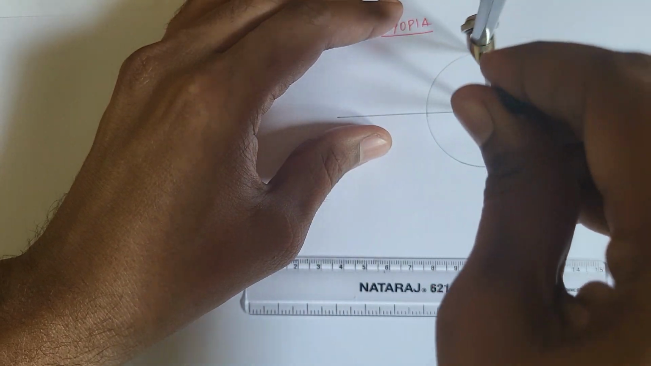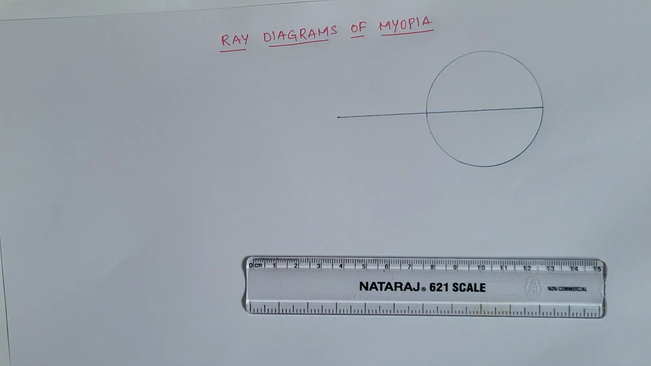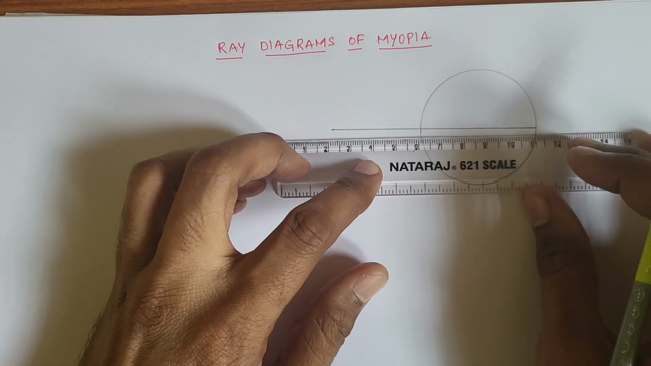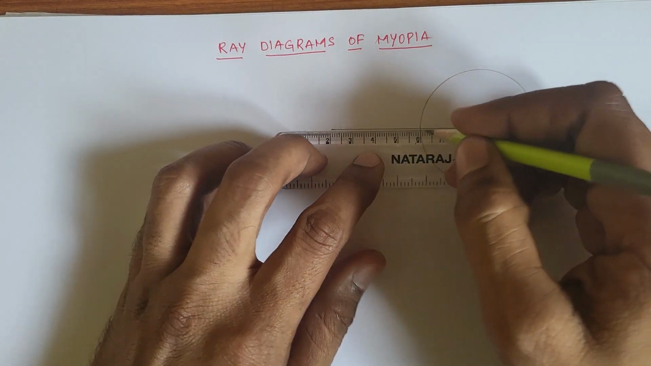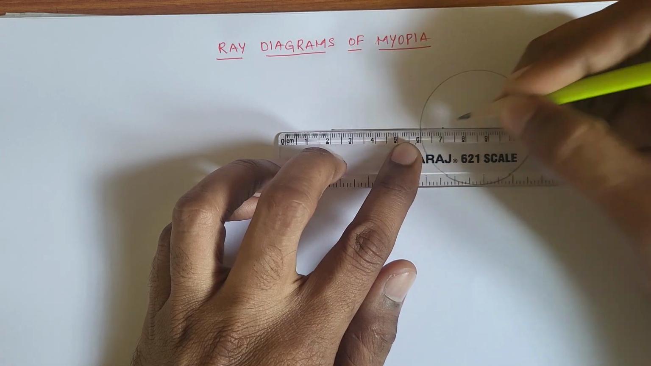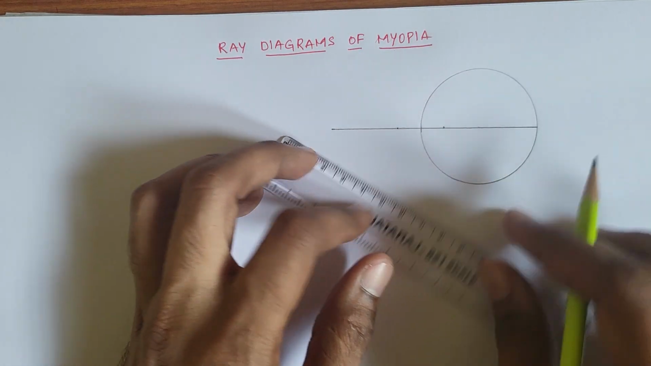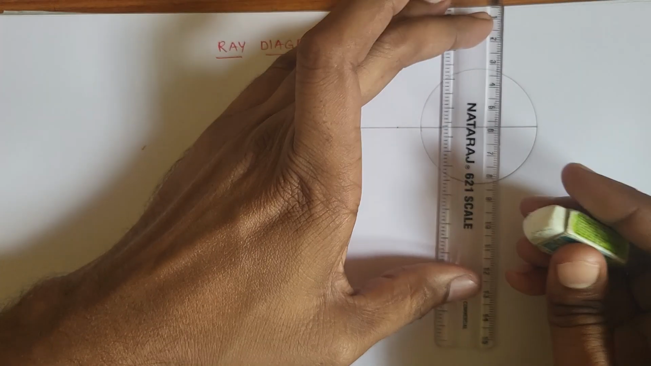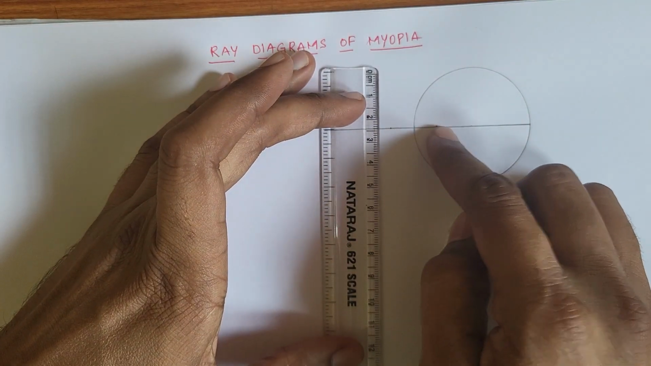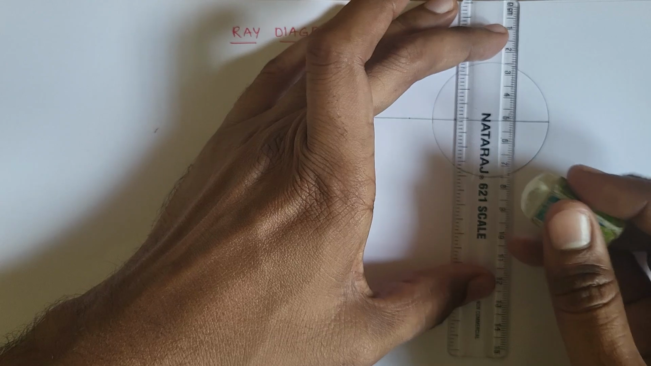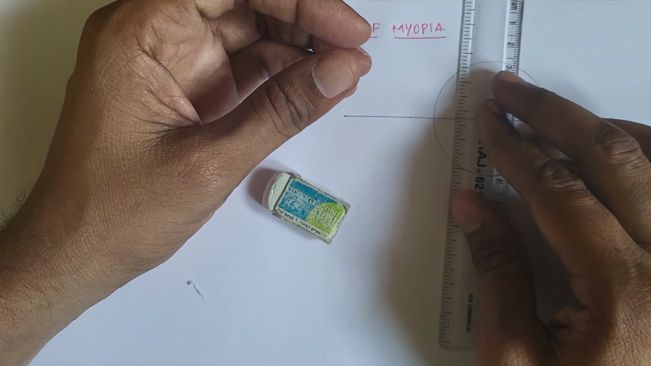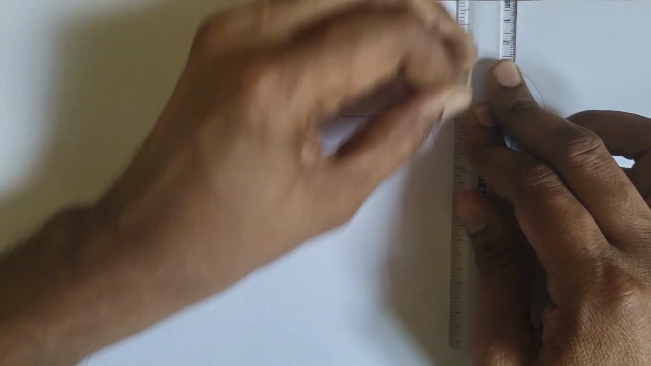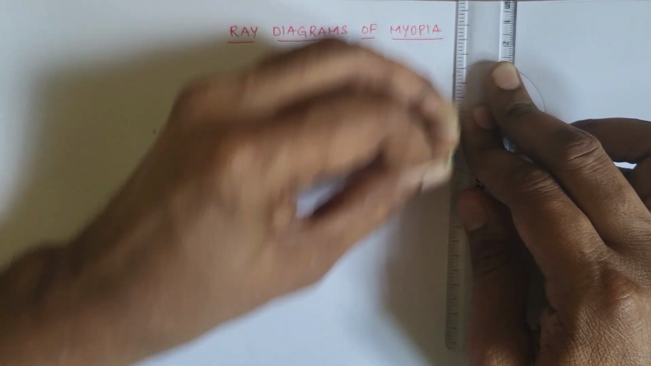After constructing a circle on this straight line, from the point here, mark a point 1 centimeter this side and 1 centimeter this side. Now you take your eraser and erase this part. This is 1 centimeter, right? This point you keep here like this, and you erase this part. This part you erase.